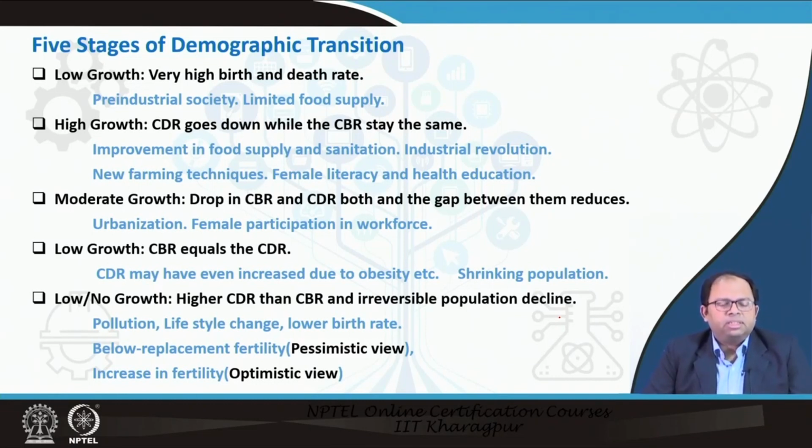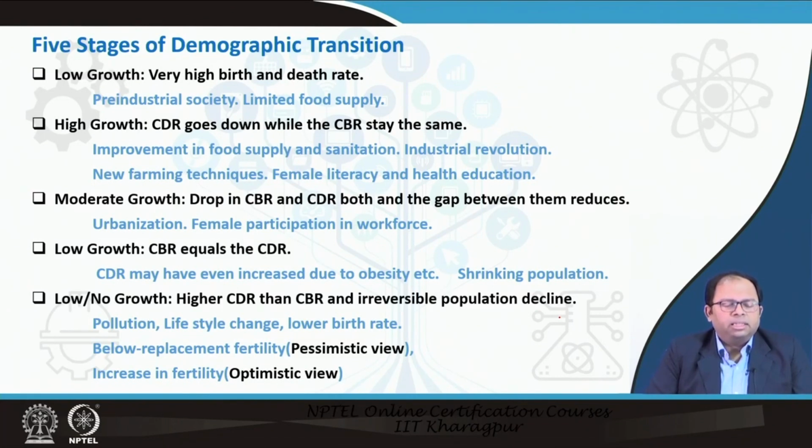In the first stage, which is a low growth phase, both the birth rate and death rate are very high, and we primarily see this in a pre-industrial society. There is limited food supply, so there is competition for food and higher mortality rates. The birth rate is also, to some extent, low because of all the hardship in the society.